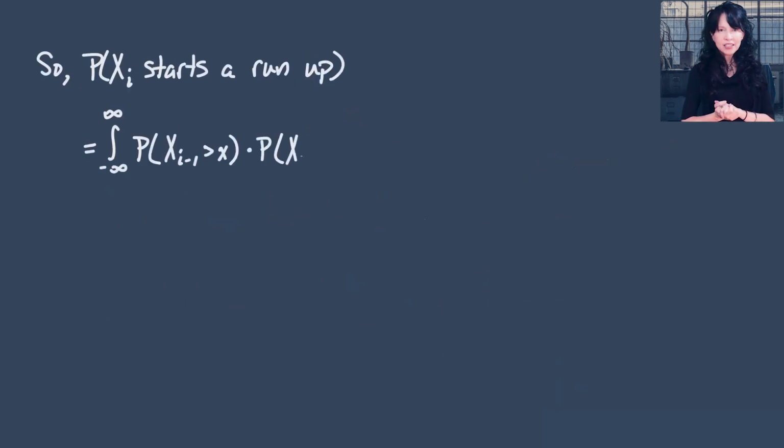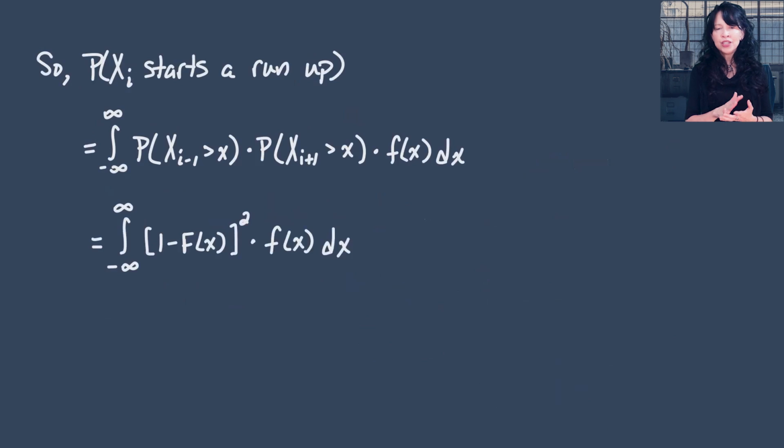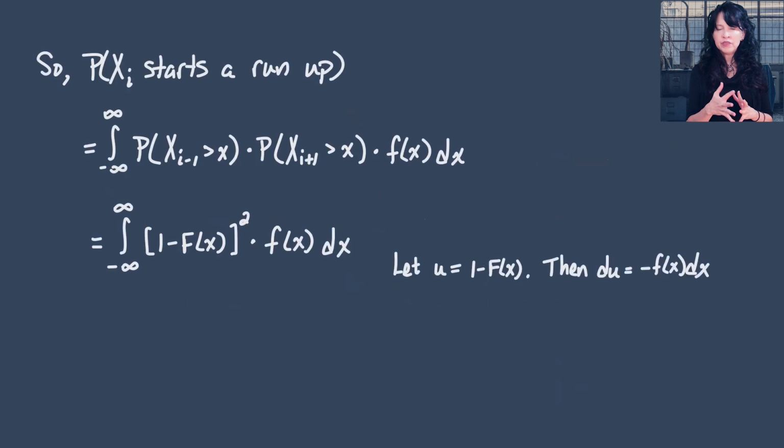The probability that X of i starts a run up is written like this now. And both of these are, if they were less than or equal to probabilities, they'd be CDFs. They are the complements. So both of these are 1 minus the CDF, capital F, at x. So we end up with this. And now I can do a u substitution. I'm going to let u be 1 minus capital F of x. It's fine if you want to let it be just capital F of x. Things will be slightly different, but in the end, we'll be in the same place. And this means that du is the derivative of this, which is 0 minus, so we get negative little f of x dx.